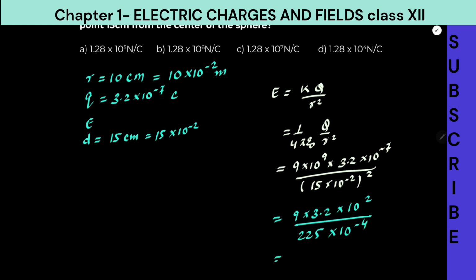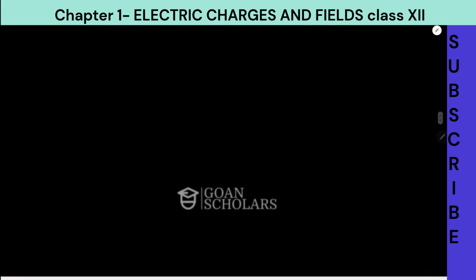minus 4. Okay. So let me just calculate it fast, and 9 into 3.2 will be equal to 28.8, and divided by 225 will be 0.128. 0.128 into 10 to the power 6. Now we can simply take it in front, and we can make it as 1.28 into 10 to the power 5. Yeah, so 1.28 into 10 to the power 5 is the answer, option A for this question. I hope this is clear.